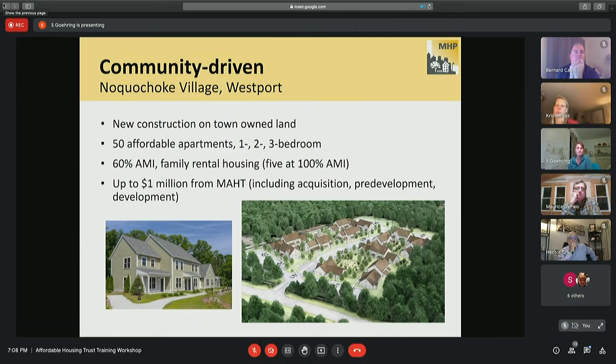Again, 1, 2, and 3 bedrooms. It's 60% AMI, area median income. So again, it has low income housing tax credits in the deal. They do have 5 units that are reserved for 100% area median income. They use some Community Preservation Act funds, so that allows up to 100% AMI. And over the course of several years, the trust put in about $1 million, including acquisition, pre-development work, and then funds to the developer that they were able to then take to the state to show the local support for the development. And now they have a really beautiful development there.